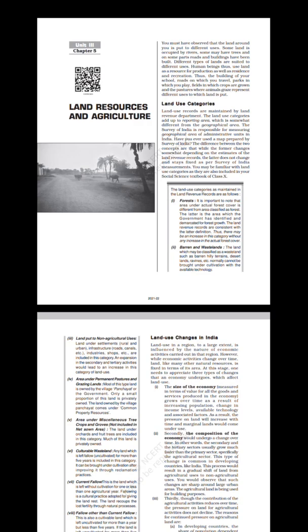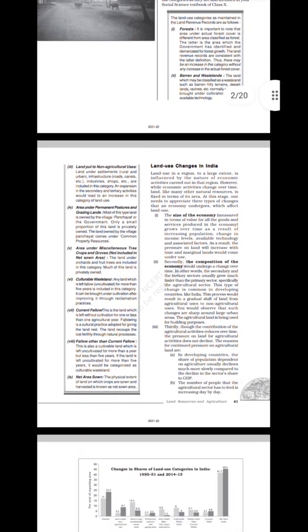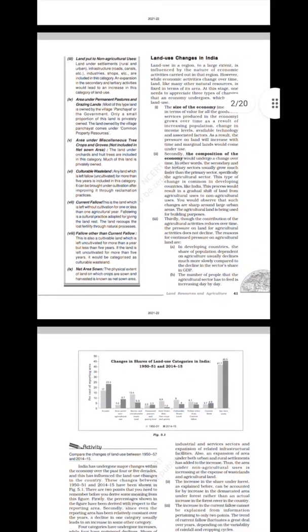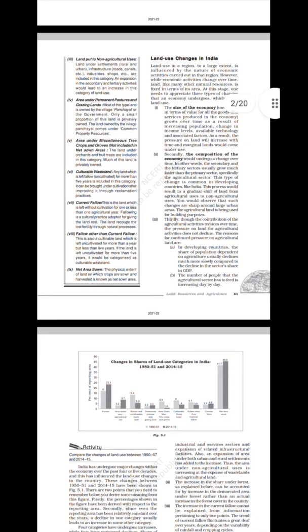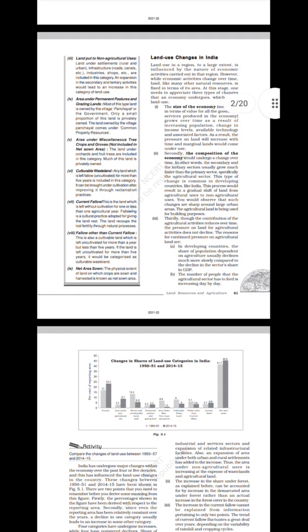Barren and wastelands. The land which may be classified as wasteland, such as barren hilly terrains, desert lands, ravines, etc., normally cannot be brought under cultivation with the available technology. Land put to non-agriculture uses. Land under settlements, rural and urban, infrastructure, roads, canals, industries, shops, etc. are included in this category. An expansion in the secondary and tertiary activities would lead to an increase in this category of land use.